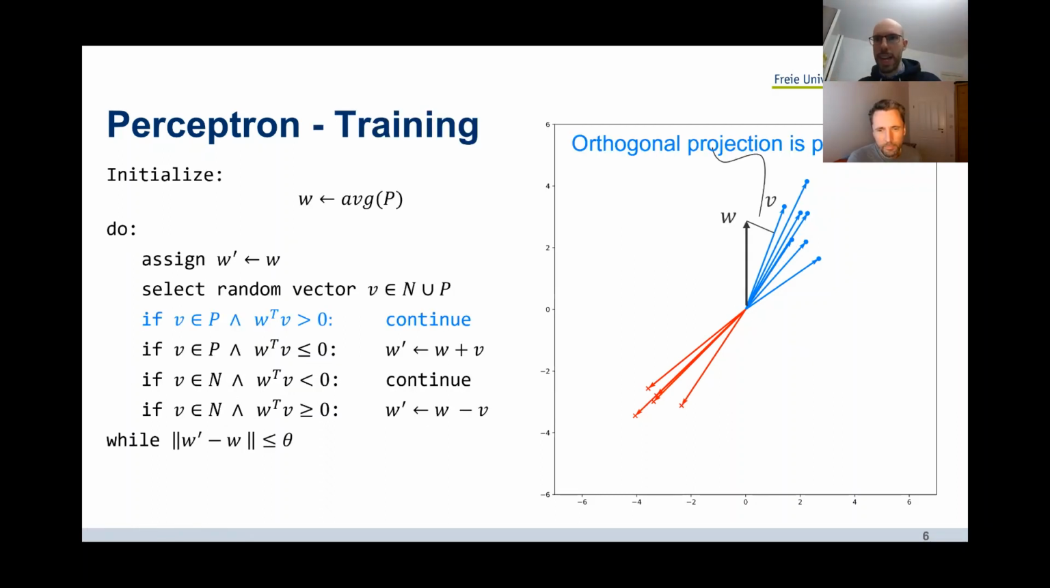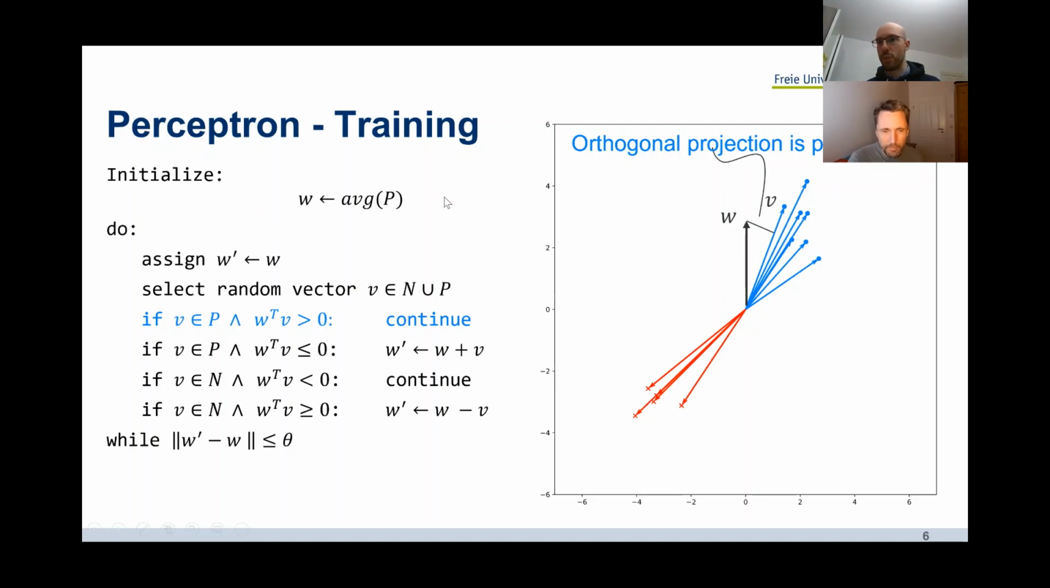Now the question is, how do we find our vector W that is going to give us basically the optimal logistic regression? And this is where we start having fundamental differences between logistic regression and perceptron training. So remember, for logistic regression, we did a gradient descent. Here we proceed a bit differently. So there's this pocket perceptron training algorithm, which works somewhat like this.